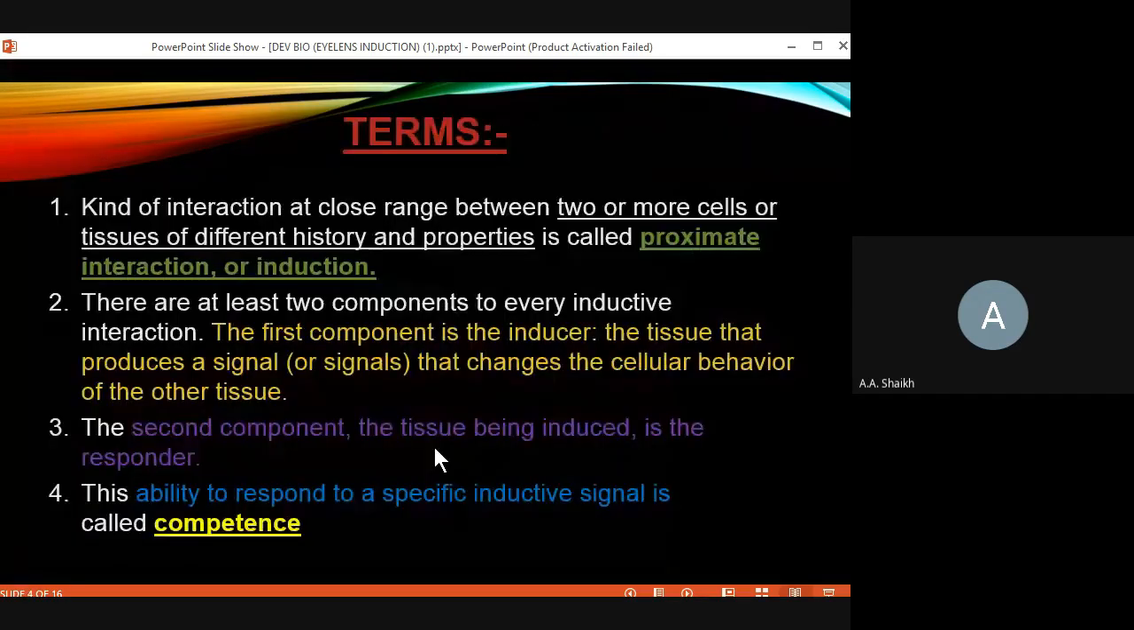Okay, what is this procedure? This complete coordinate interaction, where every tissue and organ is positioned properly at a proper position, carrying out a proper function, interacting with each other in a very proper manner, and resulting in the formation of a functional organ or a functional tissue. That procedure is called induction, and this induction is also known as proximate interaction. Okay, induction is nothing but the proximate interaction only.